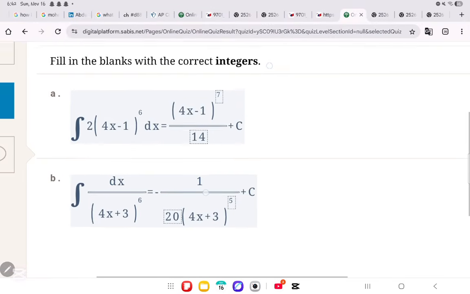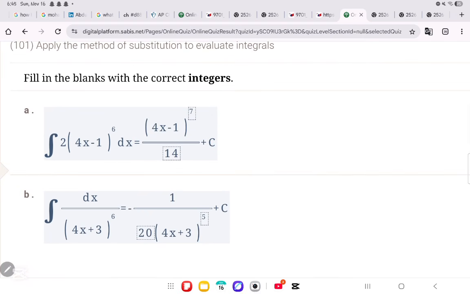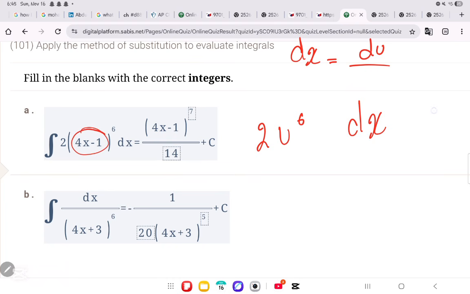Fill in the blanks with the correct integers. Now we need to do the integration of this. Finally, last but not least, let us do the integration together. 2u to the power of 6 dx. I need to change dx into du, right? So it's going to be what? It's going to be du over what? Over the derivative of what's inside, which is 4.